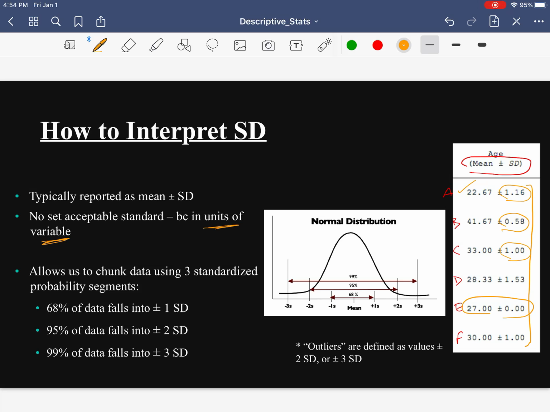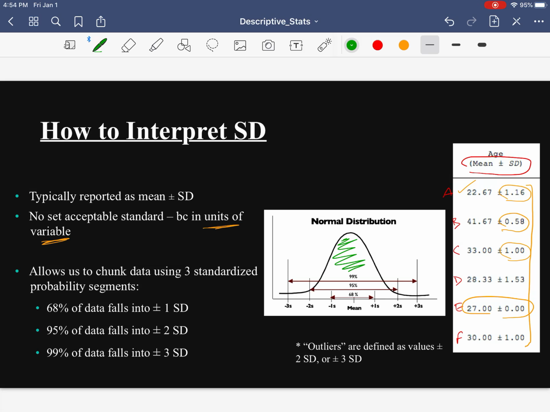However, in addition to looking at the unit, the use of standard deviation allows us to chunk data. And this is what I said at the beginning and maybe what you've heard of. In a normal distribution, in a bell-shaped curve, because it's bell-shaped, we would expect most of our data points to fit towards the middle. So we can chunk these into a more standardized way.